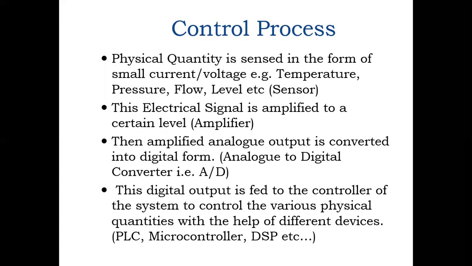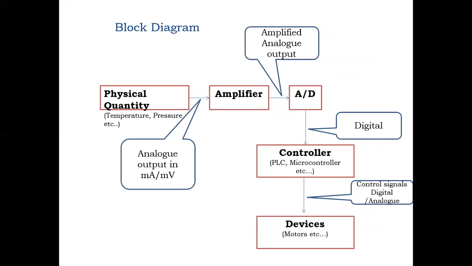Let's see. A physical quantity is sensed in the form of a small current or voltage. Examples are temperature, pressure, flow, or level. This electrical signal is amplified to a certain level by an amplifier. Then the amplified analog output is converted into digital form by an analog to digital converter. This digital output is fed to the controller of the system, which controls the various physical quantities with the help of different devices, like PLC, microcontroller, and DSP. This is the basic diagram we already discussed in the previous slide.